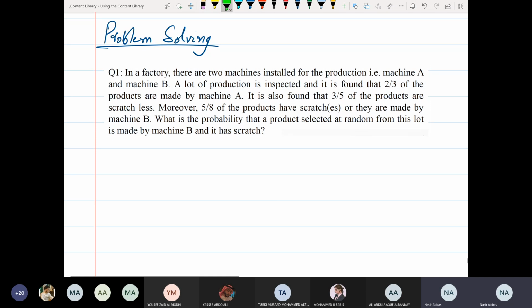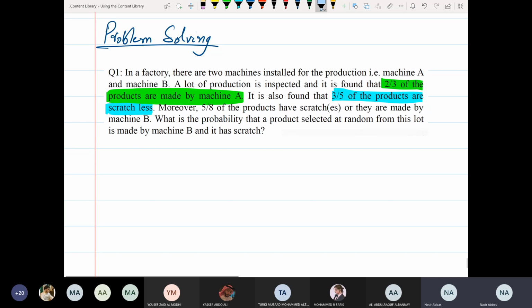This question says that there is a factory where 2 machines are installed for production. There is machine A and there is machine B. A lot of production is inspected and it is found that 2/3 of the products are made by machine A. This is one piece of information. It is also found that 3/5 of the products are scratchless. That's another event, scratch or scratchless.